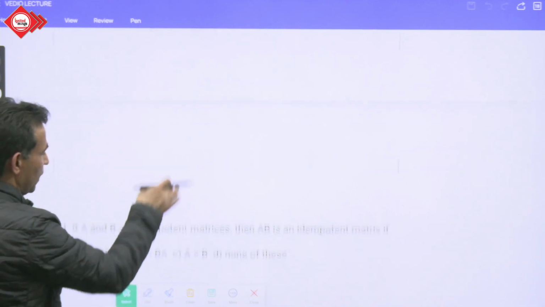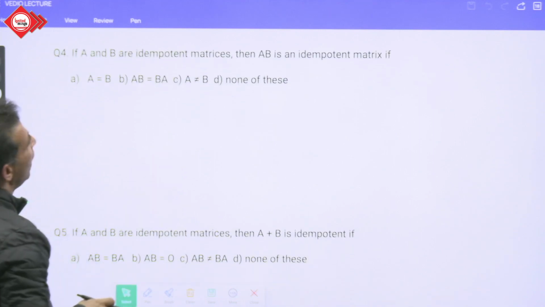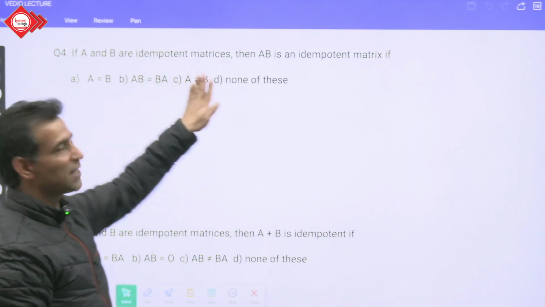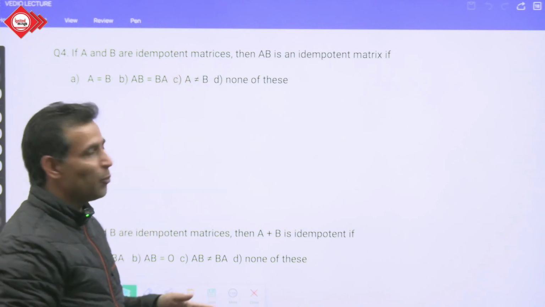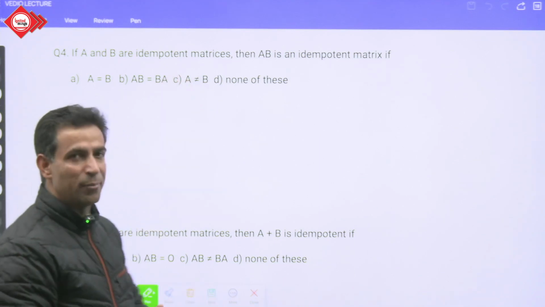And next one is, now it is here. This MCQ is based on idempotent matrix. So what is an idempotent matrix?